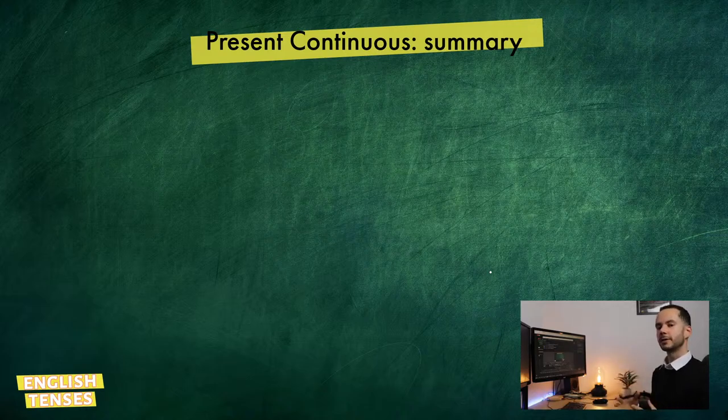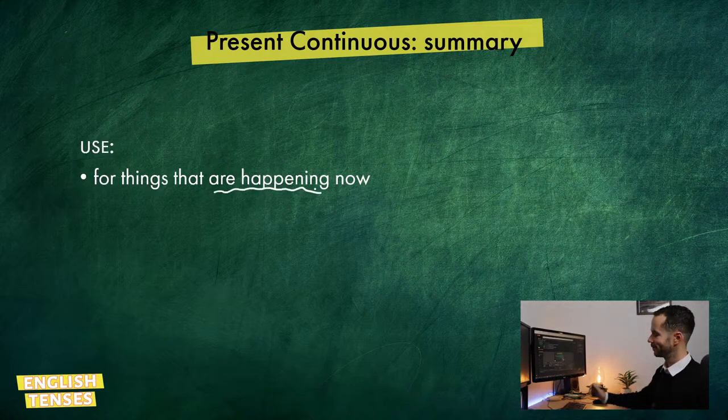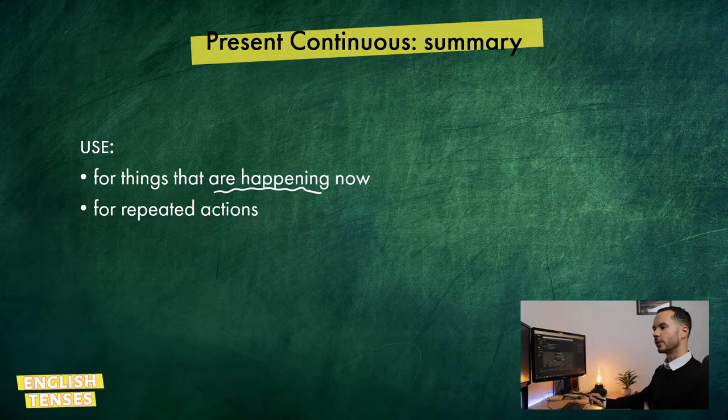So let's summarize present continuous. We use present continuous for things that are actually happening now. And it's kind of funny that "are happening" is also present continuous. We also use it for repeated actions. Remember, hitting the dog, which is something you should never do.